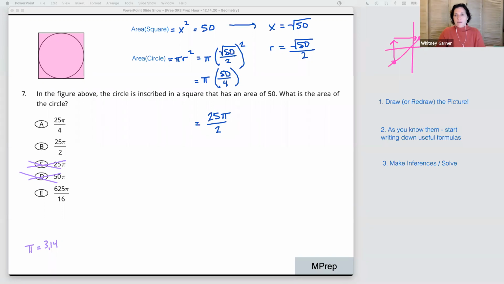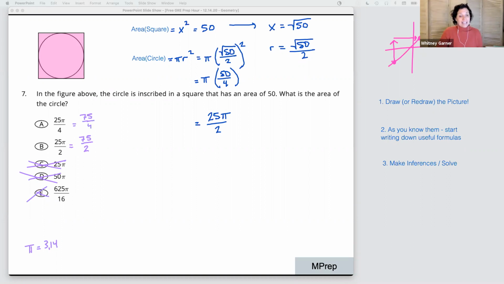Let's see, 625 divided by 16 is 40, basically, times 3. Yeah, it's too big. Way too big. 25 pi is going to be bigger than 75, but it's going to be about 75 divided by 2. This one's going to be that same number divided by 4. And you could literally throw this in your calculator.